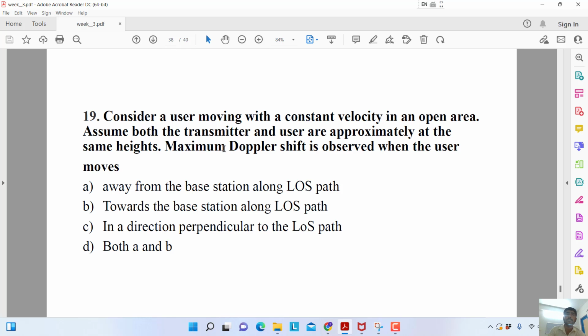It's talking about when we observe the maximum Doppler shift. For this question, the answer will be A and B both, because it is away from the base station along the LOS path. Similarly, towards the base station along the LOS path. So A and B will be the right answer. So option D is right.